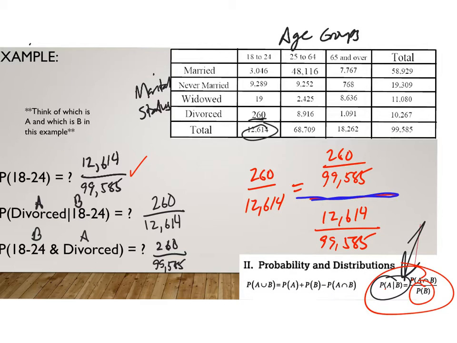Well, if you divide fractions, you flip the bottom fraction up and you multiply, but what it amounts to is the denominators just get squashed out. So you get 260 out of 12,614 here, and these two sides equal each other. So all I'm showing you here is how that formula would work with a two-way table and how it does end up working with a little algebra involved.